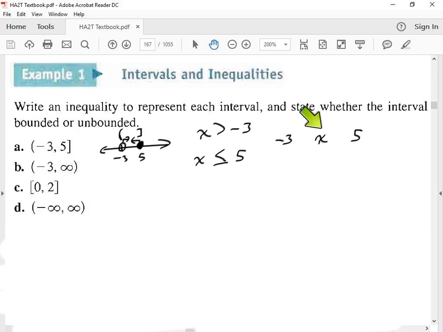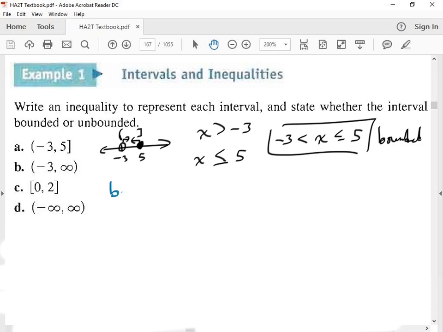Okay, so x is what to -3? What is x to -3 again? It says right here. X is greater than. So we have to put the sign like that. So we would read it as x is greater than -3. X is what to 5? Less than or equal to. So this is how you would write your compound inequality for letter A. Directions ask if it's bounded or unbounded. This is bounded. After we do the next one, you guys will understand what it means when it's bounded or unbounded.